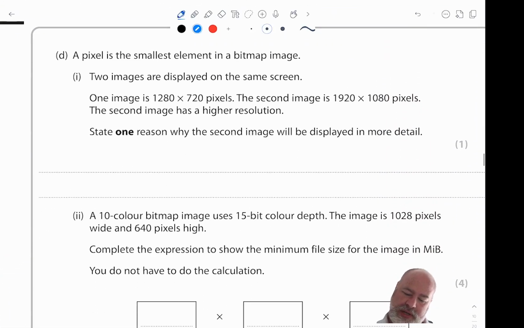A pixel is the smallest element in a bitmap image. 2 images are displayed. Okay, so this is like, just out of interest, HD and full HD, 1080p.